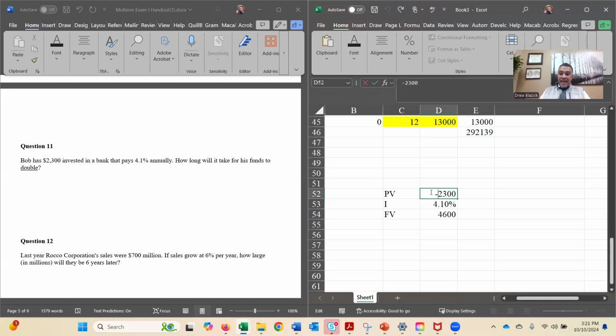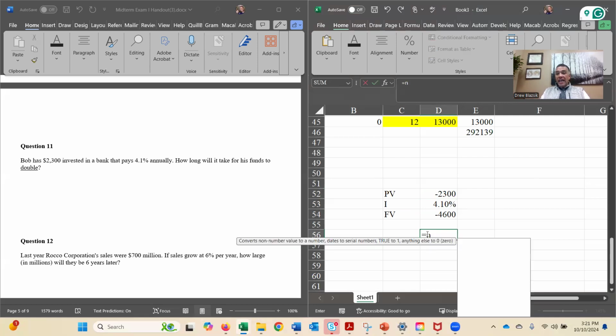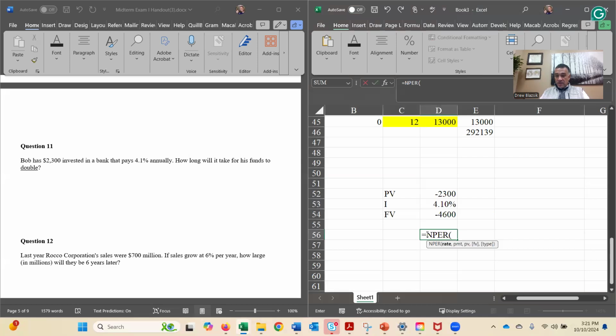I'm going to make this a negative, right? Look what we got. We got our function here. So I'm going to type in, I want to know NPER, how many years, make the present value negative because you're paying into that. How many years would it take at a 4.1%? A payment is 0.